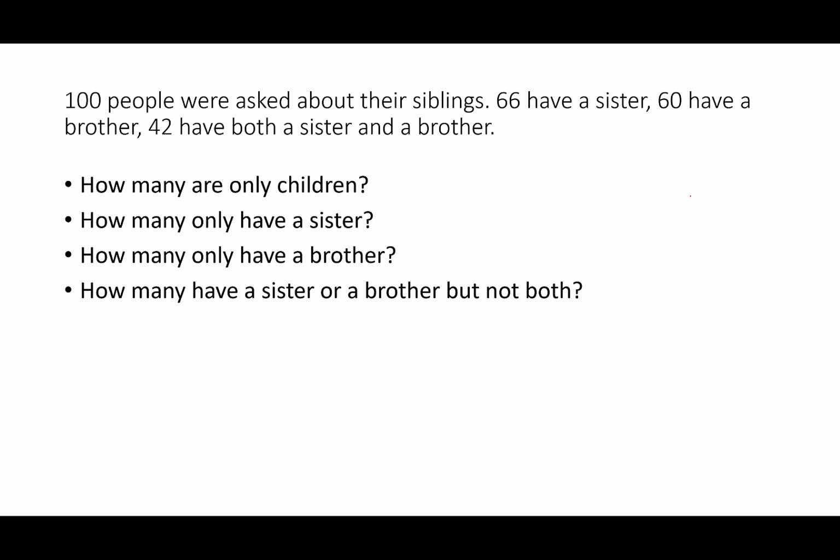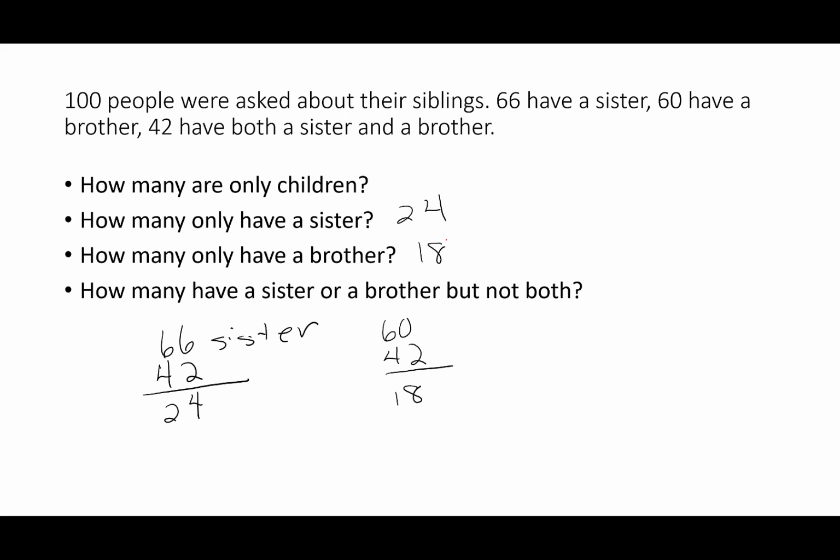Like if we take the 66 that have a sister, 42 also have a brother. So if I subtract that, that says 24 only have a sister. We could put that right here. Same thing with the brother. The 60 that have a brother, 42 of them also had a sister. So when I subtract and I get 18, that says 18 only had a brother.